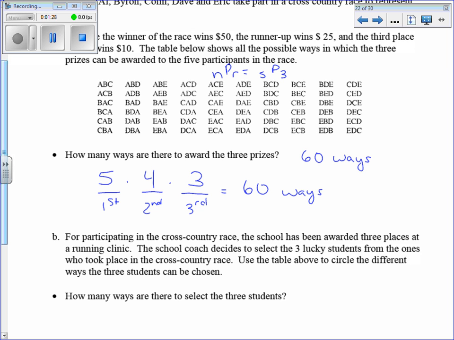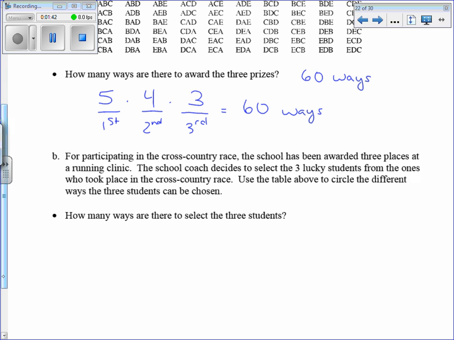So we want to pay attention to the fact that there's a difference between first, second, and third place. That actually, something different happens for each of those places. The second part, part B, says, for participating in a cross-country race, the school's been awarded 3 places at a running clinic. So these 3 places are all the same thing.